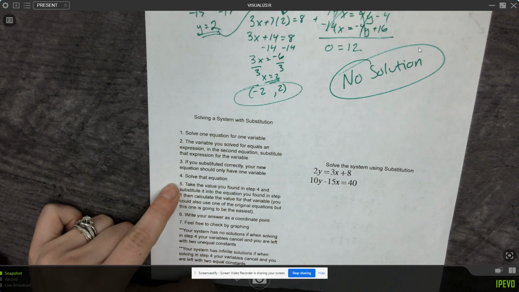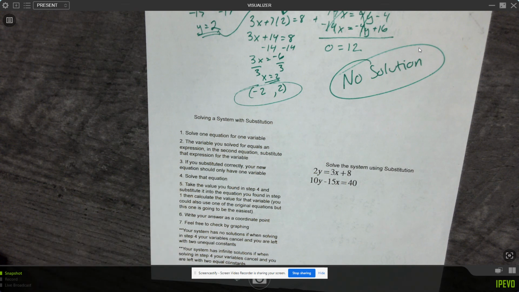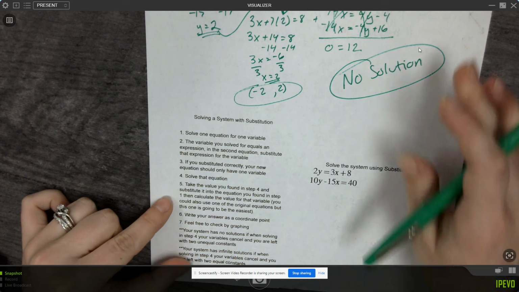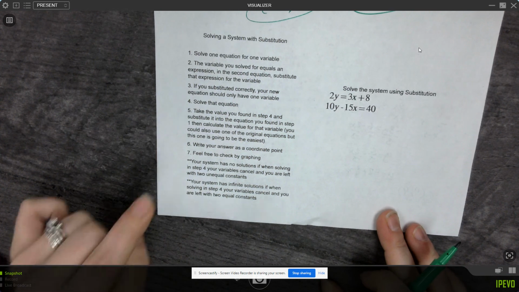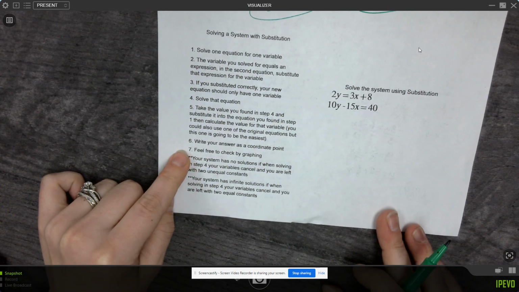Once you have solved that equation, you know what x equals or you know what y equals, so plug that in. Take the value that you found and substitute that into one of your equations. It doesn't matter, but there are sometimes easier equations. It's going to be easier to plug it into the one that you have solved for that variable, meaning you had y equals 2x plus 9. You have now found x equals 5. Plug x into 2x plus 9, as opposed to the other equation. But it doesn't matter. Any equation, plug it in. Write your answer as your coordinate point. Feel free to check it by graphing on your calculator.